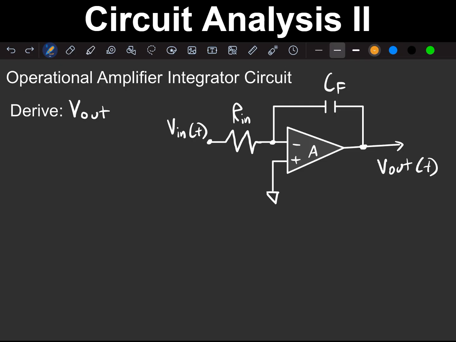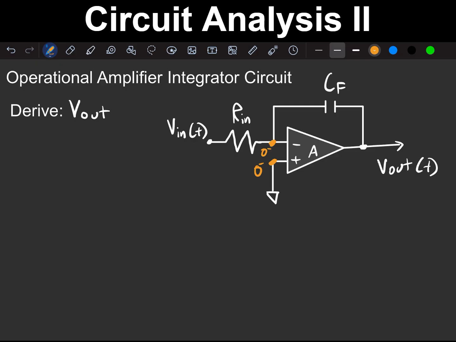The first and most important thing we have to remember is a basic op-amp principle, which is that when we have an inverting input, we know that the voltage across these 2 points is going to be the same. Again, this is grounded, so we know that we have 0 volts here. Therefore, we can infer at this point we have the same thing.